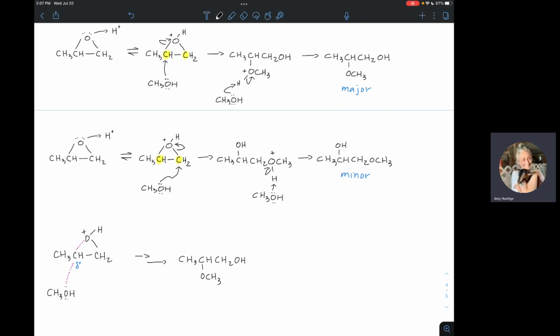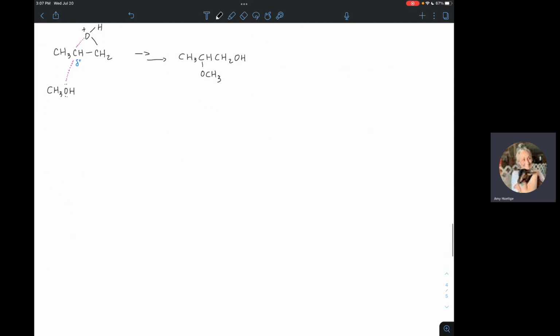So you'll get a little bit of the minor product, but the major product will be the more highly substituted one. And then we can do this reaction under basic or neutral conditions. Because these are so reactive, we don't have to protonate the epoxide. So neutral or basic conditions.